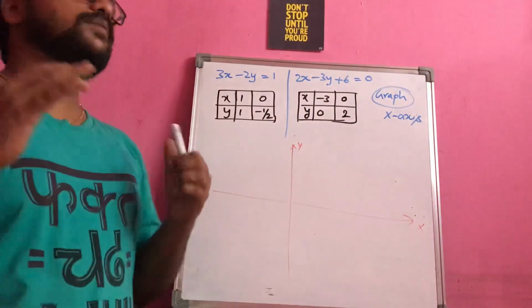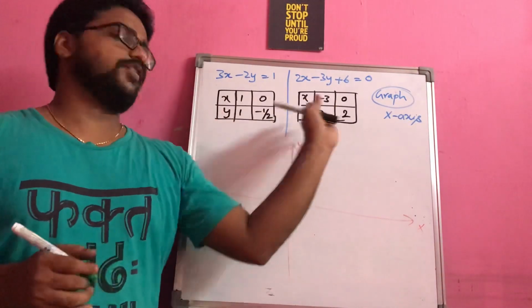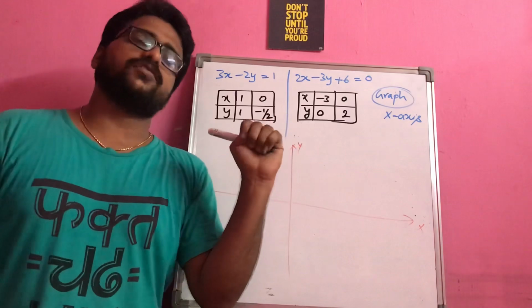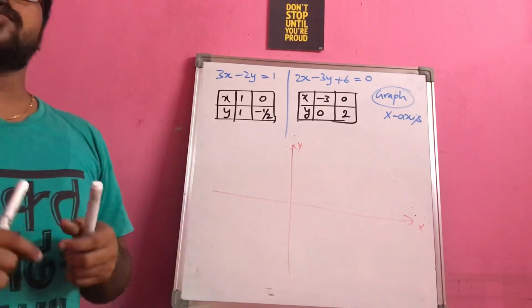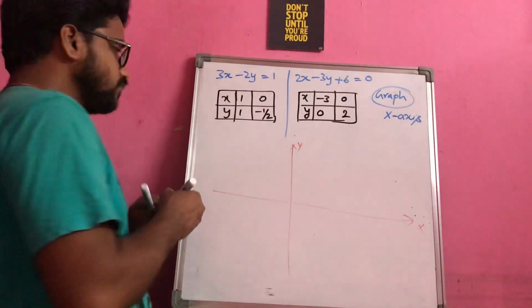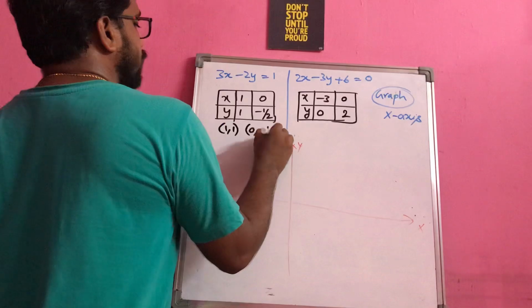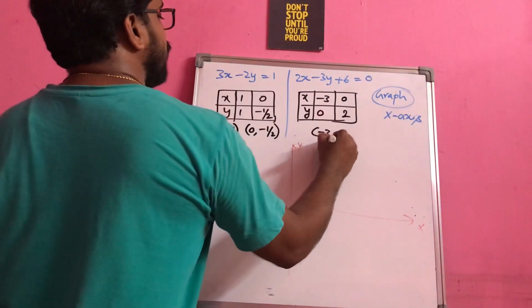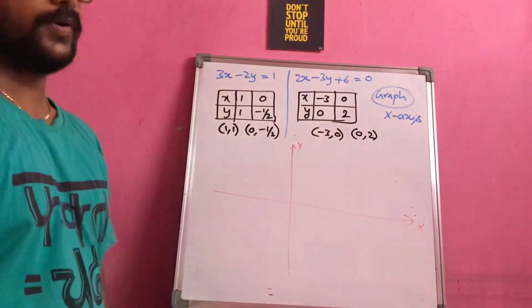Sometimes if you only have positive values, it is enough for you to be in the first quadrant. Why extend your graph sheet to the other quadrants? It is of no use. So you can see here one point is 1 comma 1, second is 0 comma minus 1 by 2, and here is minus 3 comma 0 and 0 comma 2. These are the two sets of points we have.